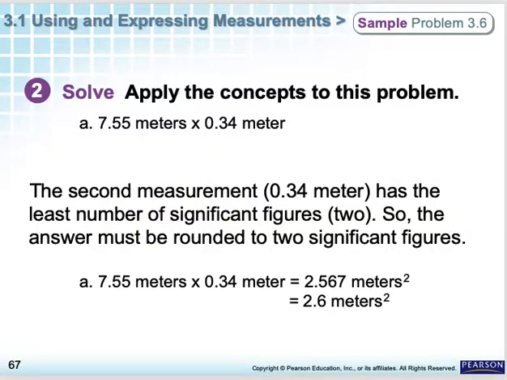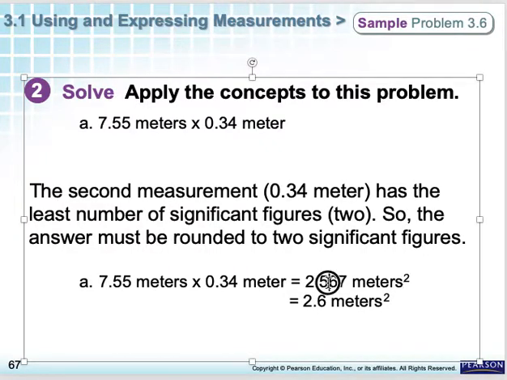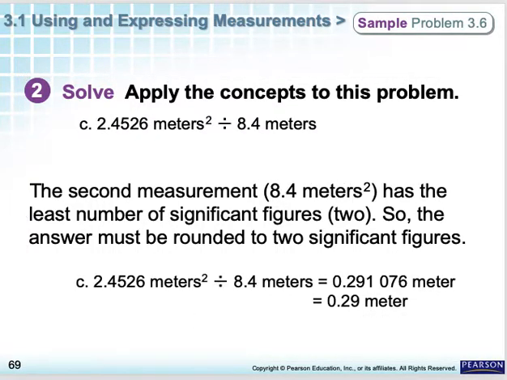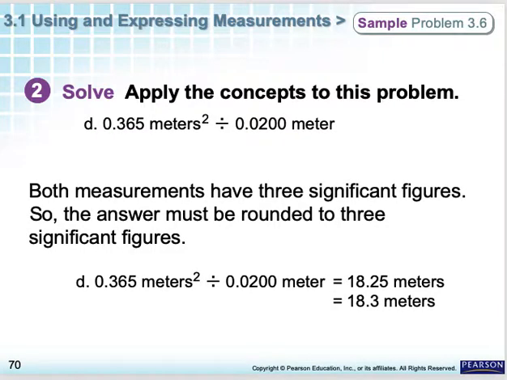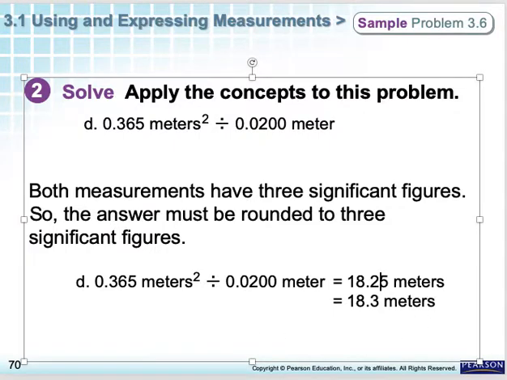So when I multiply these numbers, that's what I get mathematically. And I'm going to report only 2 significant figures, so it's 2.6 because the 5 is where I'm going to round, and the 6 tells me to round up. I bet you're loving these so far. Same thing here. We have 3 here, 3 here, so I'll have 3 in my answer, rounding at the tenths place.